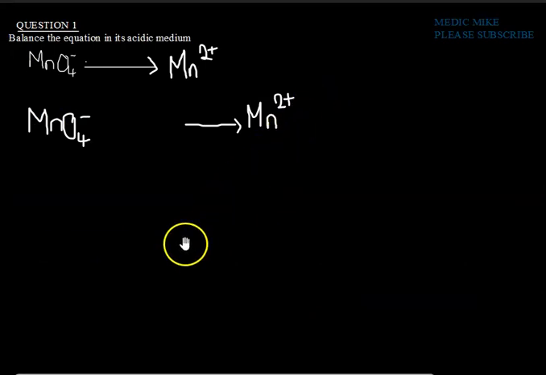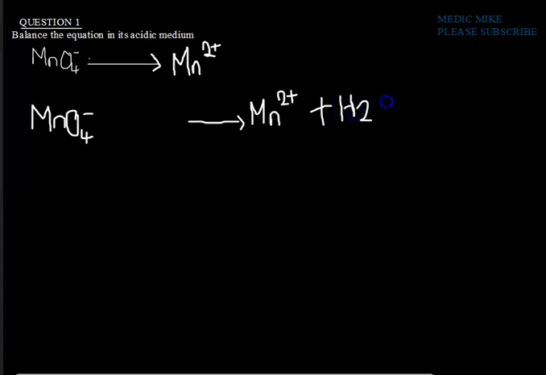Now back to our question, we'll be adding water molecules to the part of this reaction that does not have oxygen. The reactant side is obviously the part that has oxygen, while the product side has no oxygen. To balance that, we'll be adding water molecules. We won't add oxygen directly. According to the rule, we'll be adding water molecules to this reaction. So we're adding H2O.